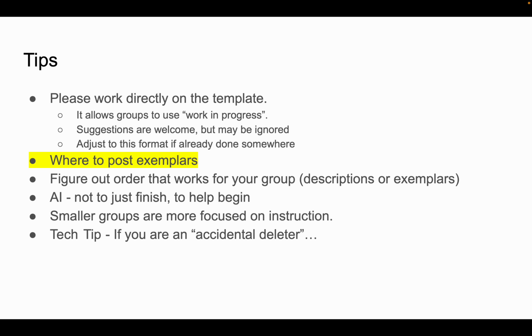What we would like you to do as a group as you get going is to figure out what's going to work best for your group. Does it work better to describe the levels of achievement and then find exemplars? Or is it easier to gather exemplars and bring them in and then use that to help you describe the levels of achievement? It doesn't really matter which way, as long as you're still working on it.